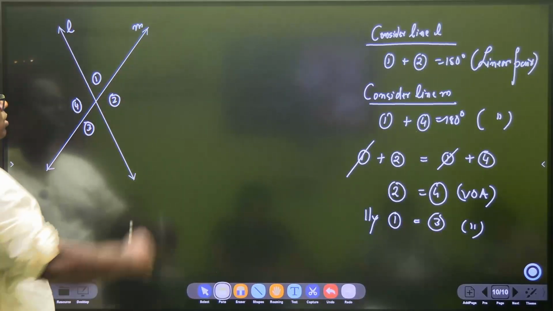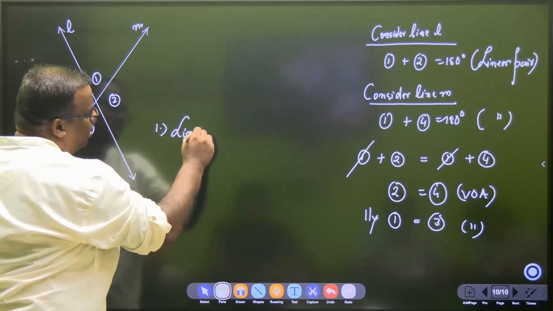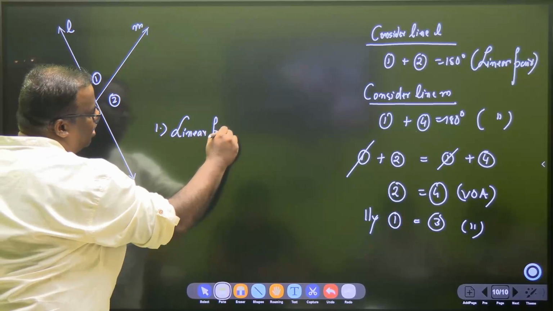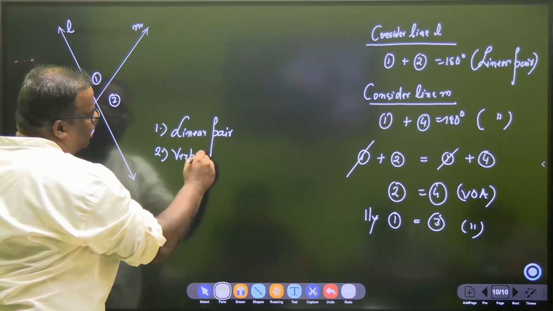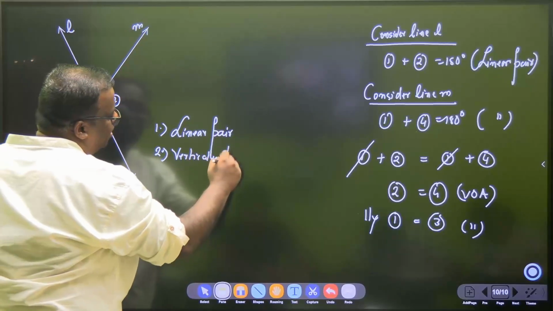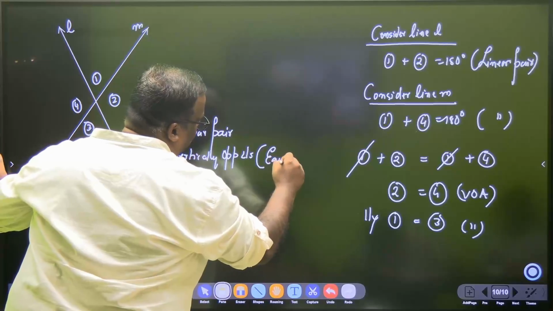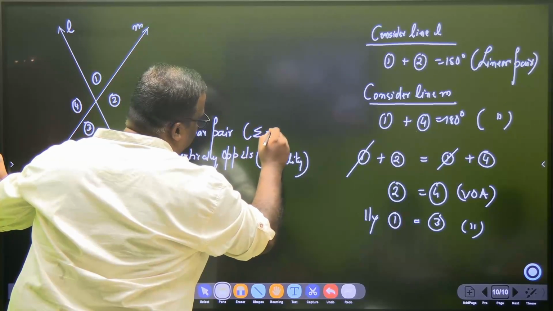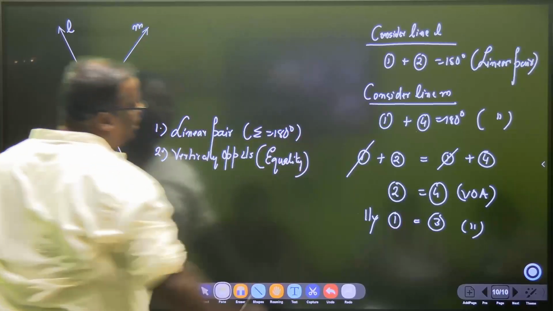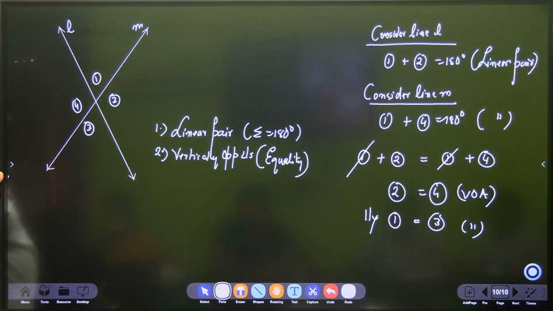So our conclusions so far are what? Number 1, we understood what is a linear pair. And we also understood what are vertically opposite angles. In this case, the relation that we look for is equality. In this case, the relation we look for is the sum is equal to 180 degrees. Any questions so far? Understood? Very good.